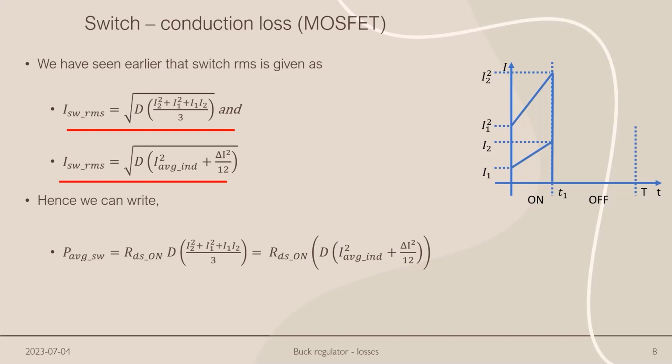With these two equations, we can write average switch conduction power loss. This is equal to RDS on into D into I1 square plus I2 square plus I1 I2 divided by 3. This is also equal to RDS on into D into average inductor current square plus ripple current square divided by 12.